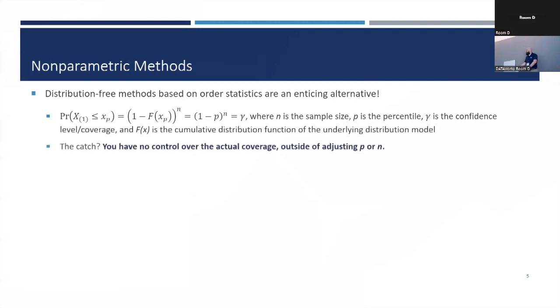Unfortunately, there's a catch. You can control the percentile you're interested in. It's maybe given to you. You control your sample size, sure. But once you put those in, your confidence level gamma is determined. It may be what you want, it may be close to what you want, it may not be close to what you want. You don't have control over that outside of adjusting P or N, which of course can be either impossible or very difficult to change. So what are some things that we can do? Well, this may not work. We don't have a lot of control over getting that confidence exactly where we want.